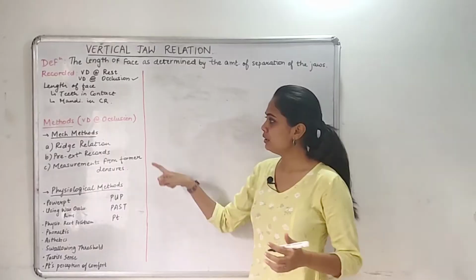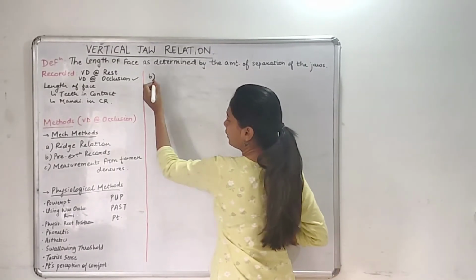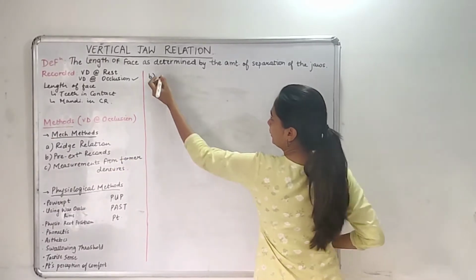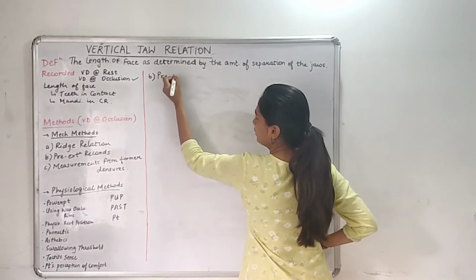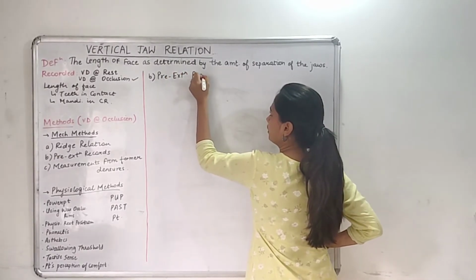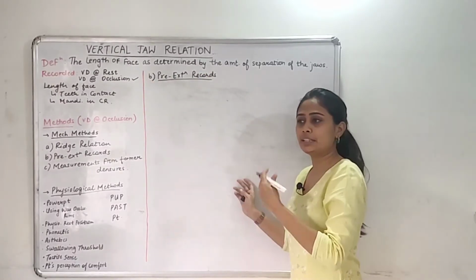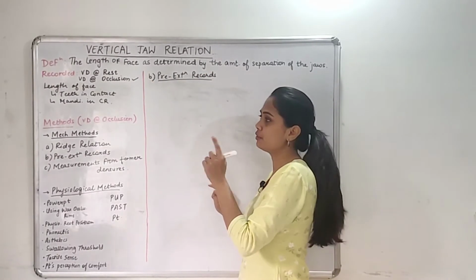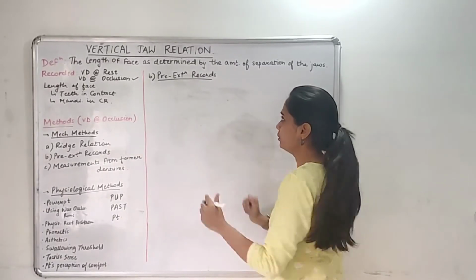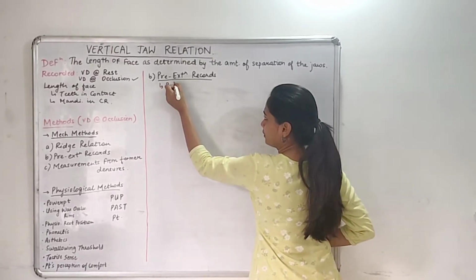Now we'll talk about the pre-extraction records. Here there are further 5 ways inside this topic. So we'll just write it, pre-extraction records. In pre-extraction, as the name suggests, we take the records before the extraction of the patient and we use the records to get our vertical dimension at occlusion. The first one here is profile photographs.